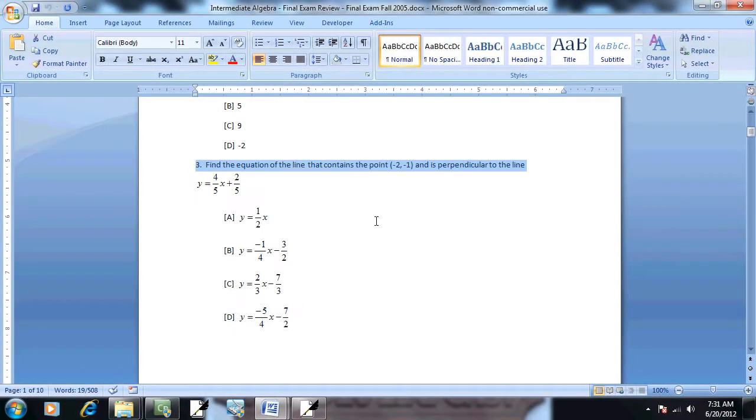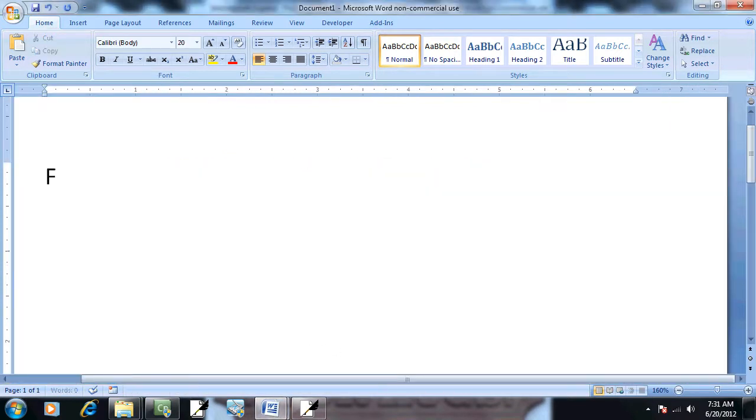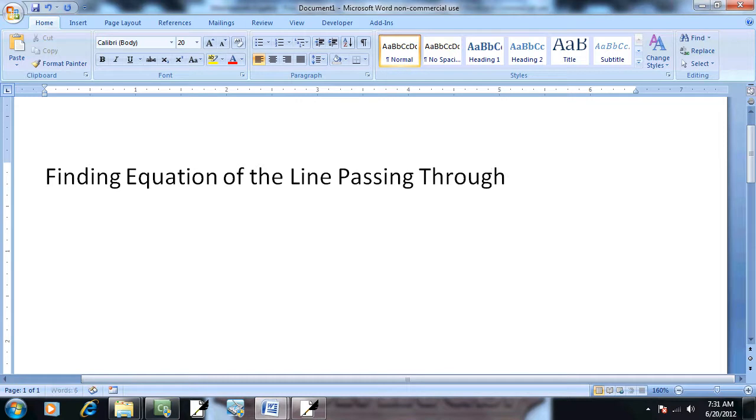Take a look at problem 3. Find an equation of the line that contains the point (-2, -1) and is perpendicular to the line, and it gives you that. Well, let's refresh our memory. Finding the equation of the line passing through a point and perpendicular to a given line.